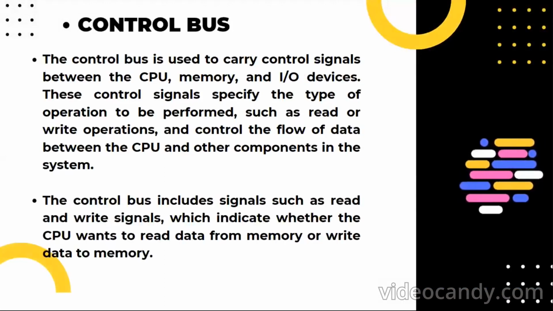Control bus. The control bus is used to carry control signals between the CPU, memory, and input-output devices. These control signals specify the type of operation to be performed, such as read or write operations, and control the flow of data between the CPU and other components in the system. The control bus includes signals such as read and write signals, which indicate whether the CPU wants to read data from memory or write data to memory.